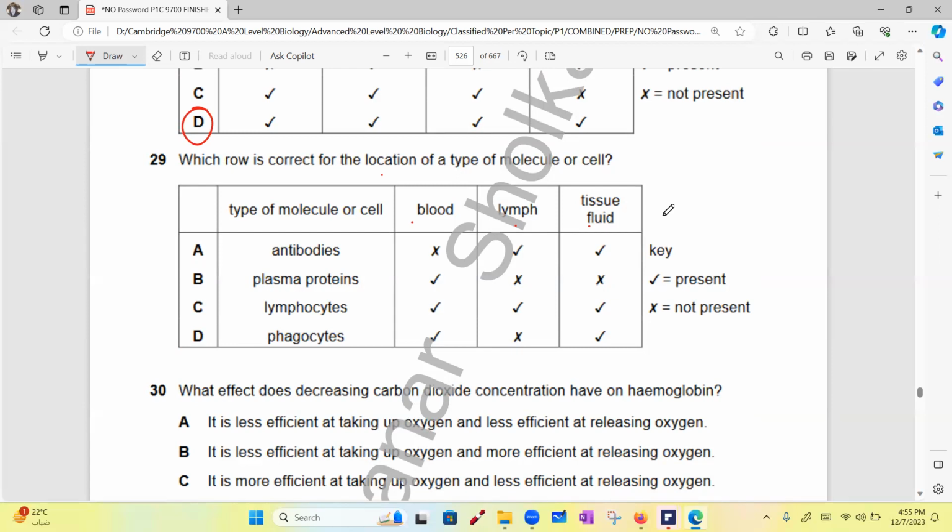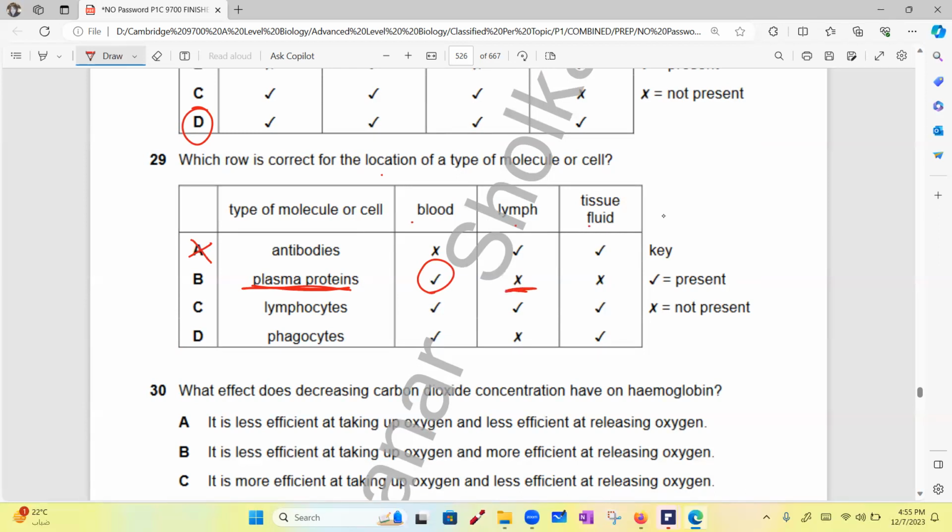The blood must contain antibodies, so the first one is wrong. Yes, the blood contains everything. Plasma proteins. No, I don't think so. One minute, we have to know why. Plasma proteins are definitely in the blood, and they are present in the lymph.